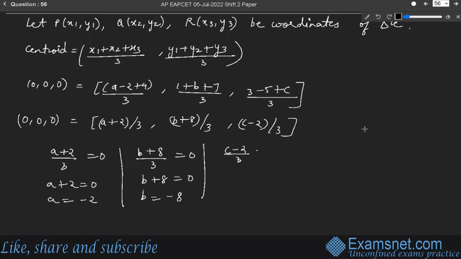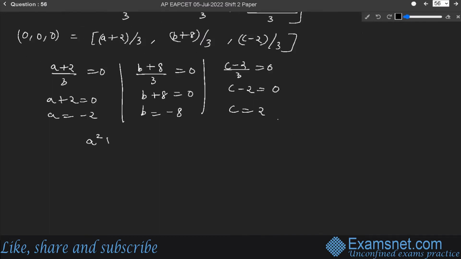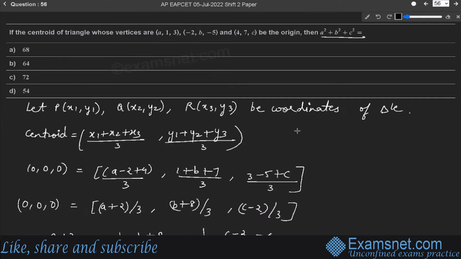C minus 2 upon 3 is equal to 0. So C minus 2 is equal to 0 and C is equal to plus 2. Now we have the values for A, B and C. We have to calculate A square plus B square plus C square. On substituting the values here, it will be minus 2 square plus minus 8 square plus 2 square, which will be equal to 4 plus 64 plus 4, which is equal to 72. Therefore, we can say that the required value for A square plus B square plus C square here is option number C, which is 72.